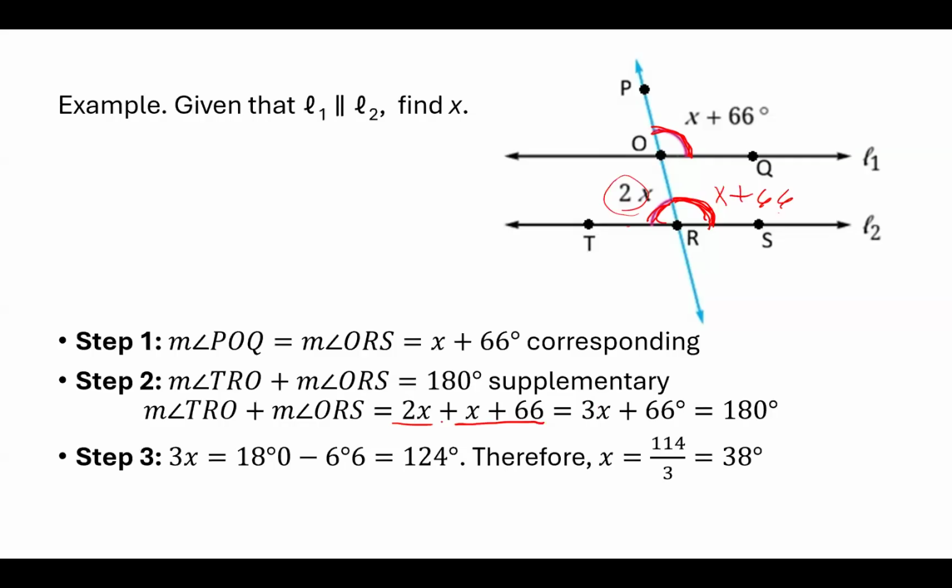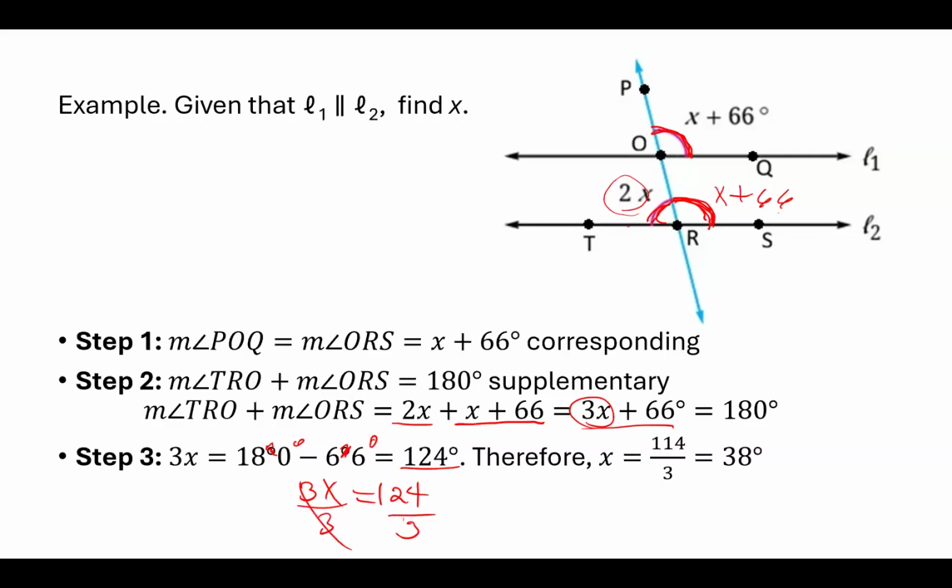Well, you can combine the x's. 2x plus x is 3x. And then this is an equation that we can solve for x. So move the 66 to the right by subtracting. Oh, I put this in the wrong place. So it's this one as well. It's 180 minus 66, which is 124. So you get the equation 3x equals 124. And to solve for x, divide by 3.